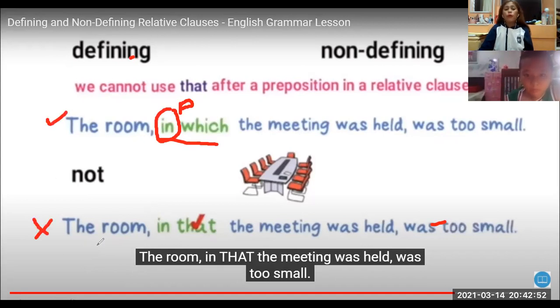You cannot say the room in that, you should not put that after the preposition. This is wrong. The meeting was held was too small. So the right grammar is the room in which the meeting was held was too small. Do not say the room in that the meeting was held was too small. Okay, you understand? You understand, Kayo? Yeah, very simple. Okay, next.